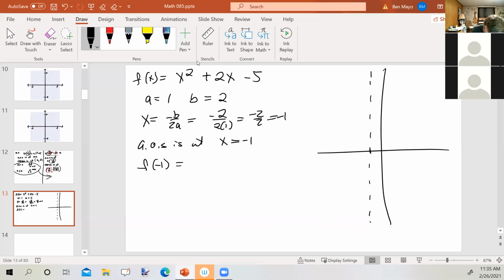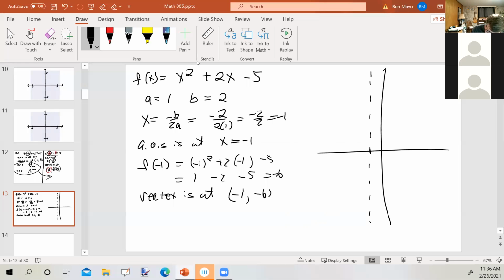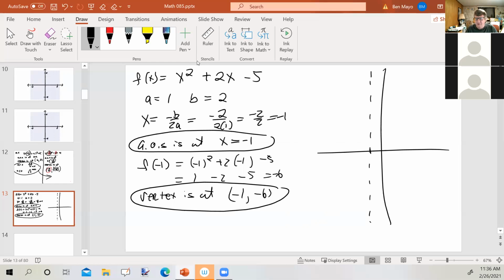Okay, now to find the vertex, we're going to take the x value, negative 1, and plug it in and find f of negative 1, which would be 1 minus 2 minus 5, which is negative 6. So the vertex is at negative 1, comma, negative 6. So here's the axis of symmetry. Here's the vertex. Any questions about that?